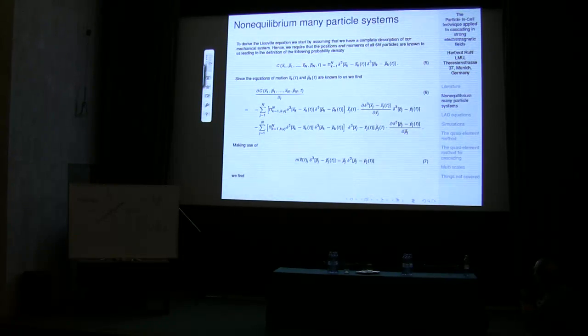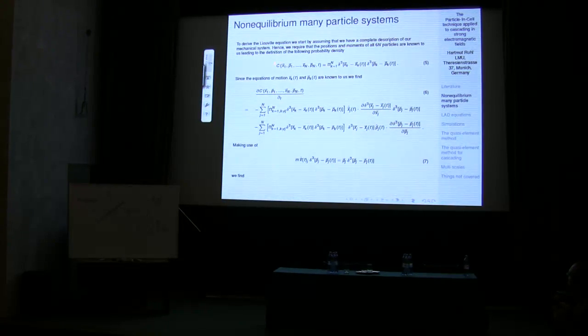That's equation 5. So this is the probability of finding a particle k at x_k and p_k. And then we multiply all particles 1 to n. And the x_k and the p_k are time-dependent functions. They are the trajectories of the particles. And then we can use equation 5 to obtain an equation of motion for this quantity C. And so that is what we do here.